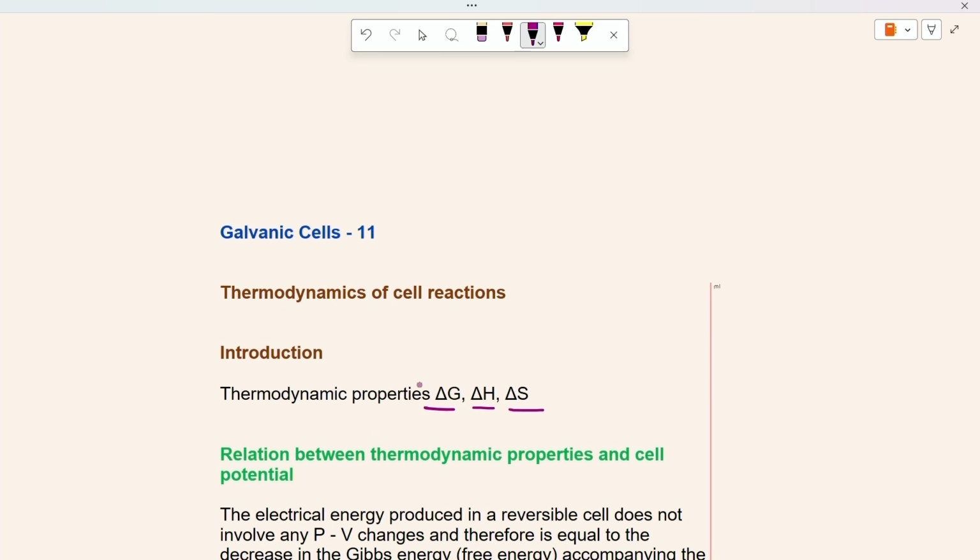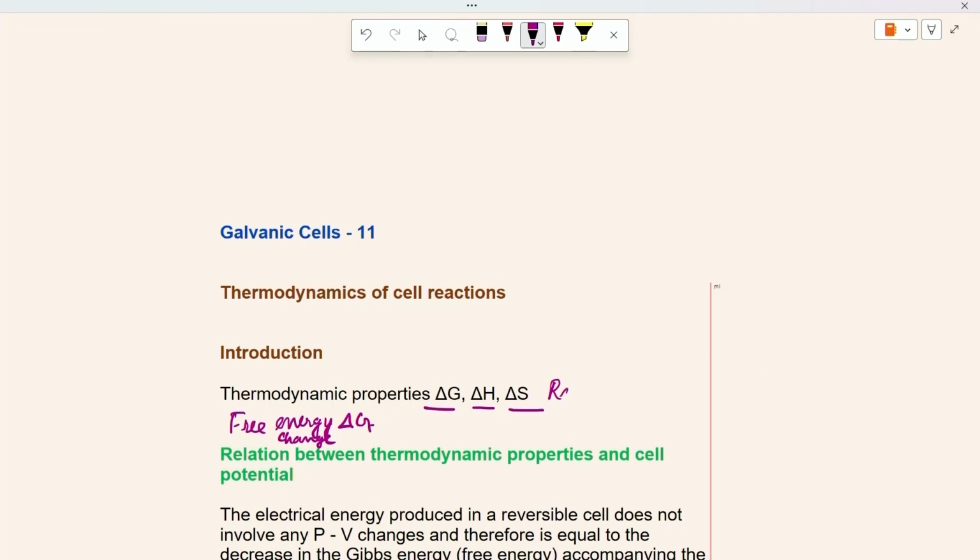And as you all know, the free energy change. It is a measure of useful work, or you can say that what is useful work? A work which does not involve pressure volume change. Okay. And what is delta H? Enthalpy change means it is the change in heat content of the reaction.